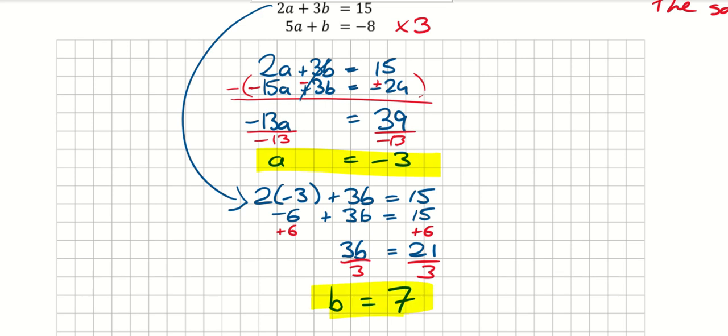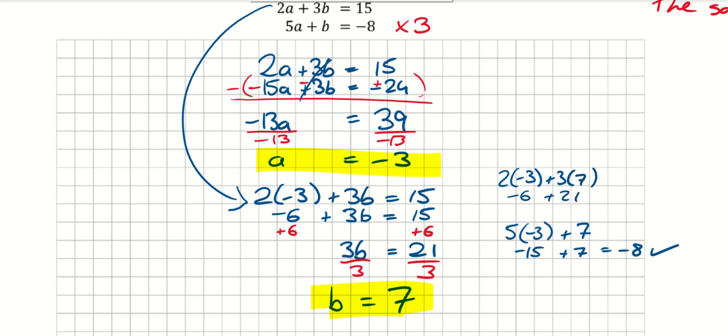And if we had to verify that, you could do 5A plus B, so 5 by minus 3 plus 7, that'll give you minus 15 plus 7, which is indeed minus 8, so we know that's right. Same with the top one, we could do 2 by minus 3 plus 3 by 7, that'll give you minus 6 plus 21, which will indeed give you 15. So you're right. You can always check by verifying. The question doesn't ask you to do that, but you can always sub them back in to check that you've got them right.